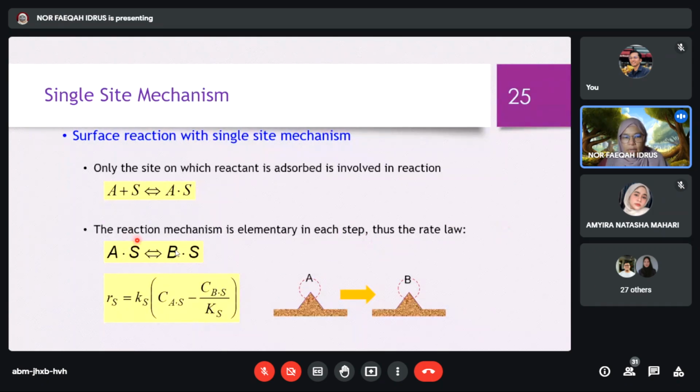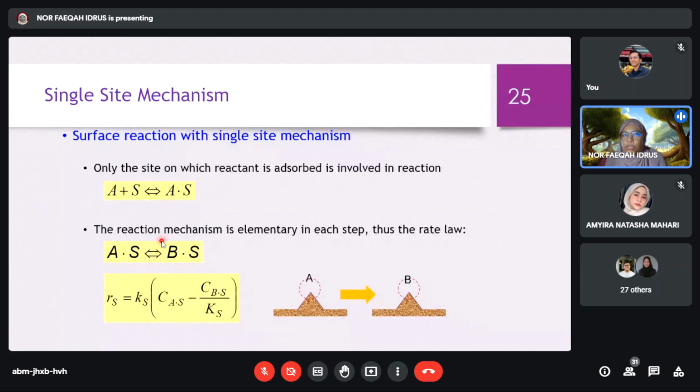We look at the mechanism first. How the surface reaction occurs before we look at the rate law. So this is the mechanism. The adsorbed species undergoes a reversible reaction to produce product B dot S. So the product is still adsorbed on the active site because desorption has not yet occurred. So that's why it is still adsorbed on the active site.